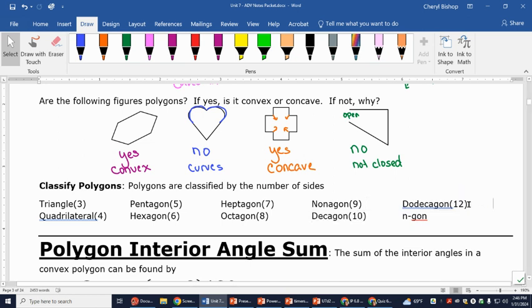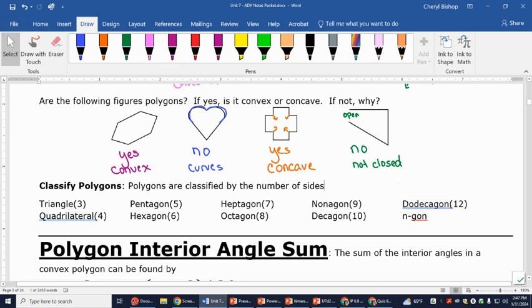And then this might be new to you. 12 sides is dodecagon. The prefix do, like dozen, meaning 12. So dodecagon. Do is like 2 more than 10. So dodecagon is 12. Notice we skipped 11. And you can have polygons that have 13 sides, 14 sides, 15 sides, an infinite number of sides.